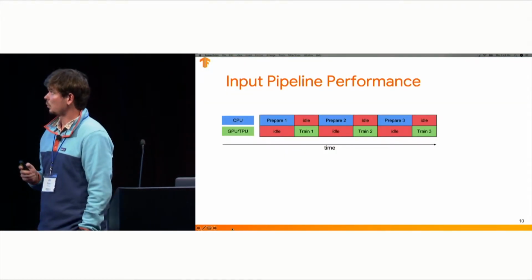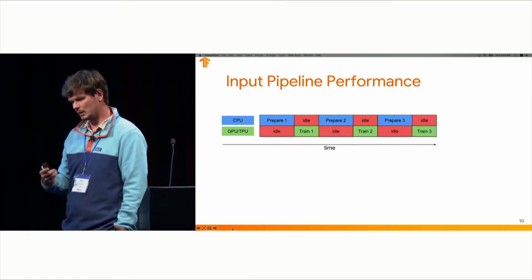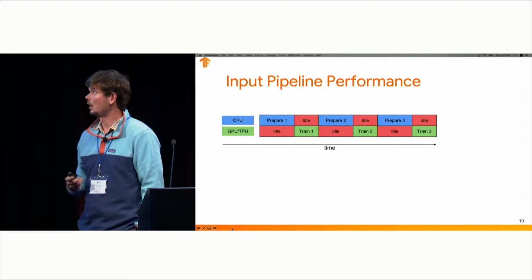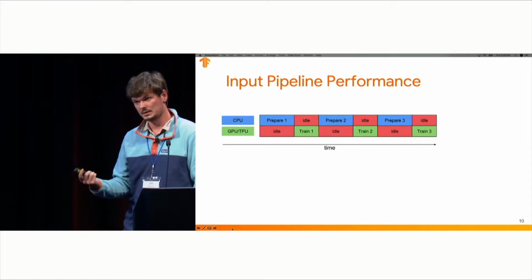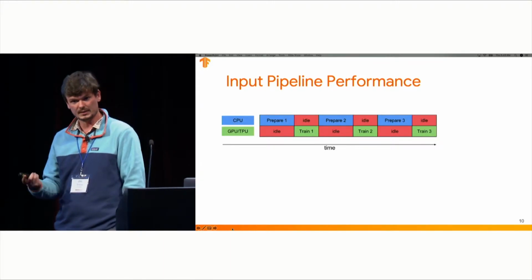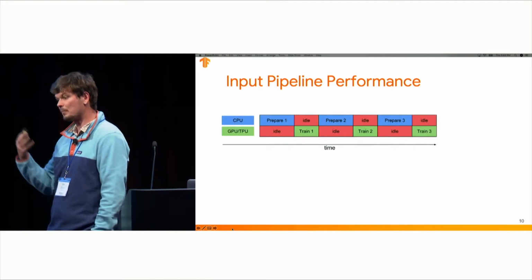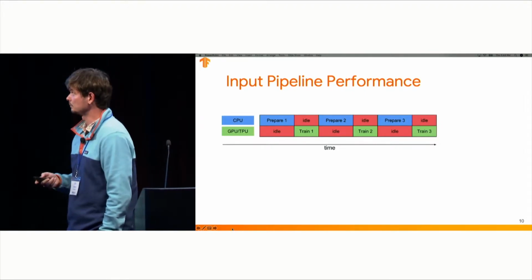So next, because I feel like the audience here is interested in performance and scale, I want to talk about best practices for building performant input pipelines and how these best practices translate to actual applications or uses of TF-data.